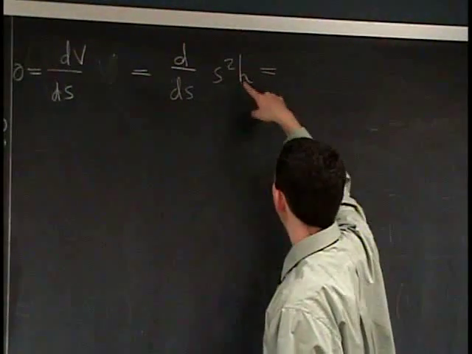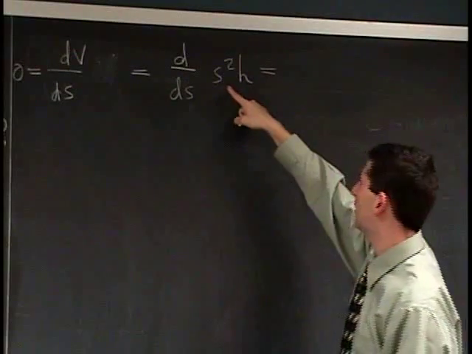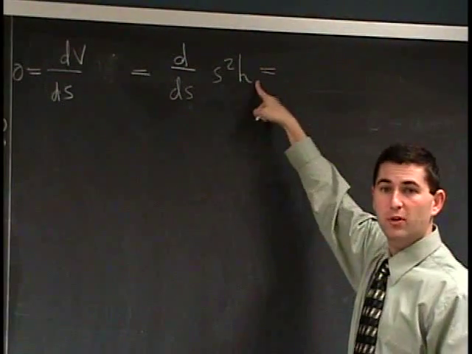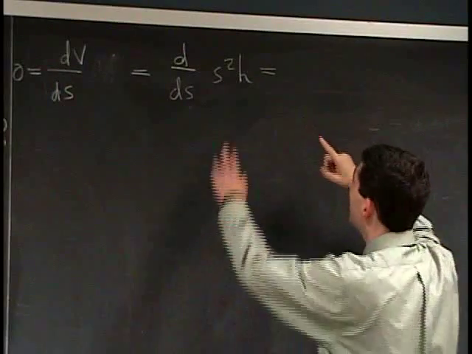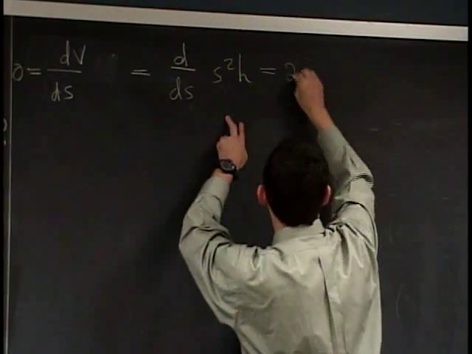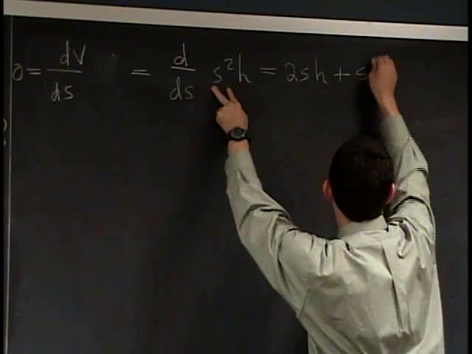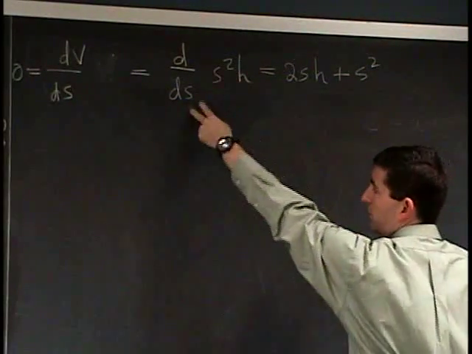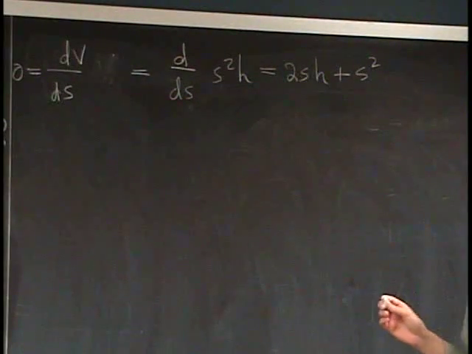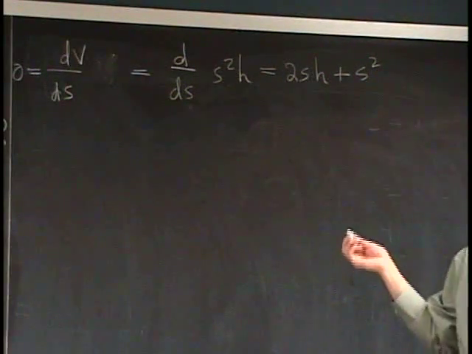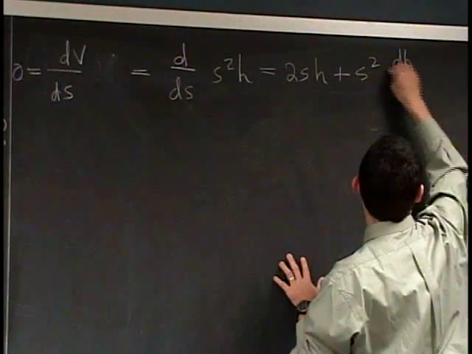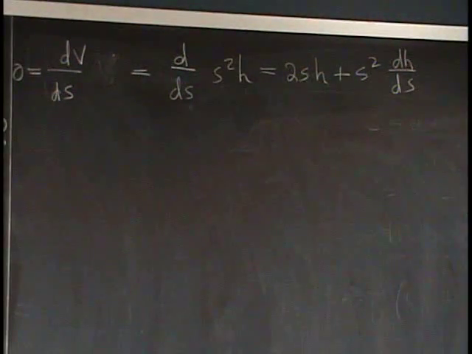So let's compute this derivative. What's the derivative of S squared H with respect to S? Well, I have to use the product rule. First I take this derivative, and I get 2S times H, plus, now I fix the S squared, and I take the derivative of H with respect to S, which is H prime, or dH/dS.